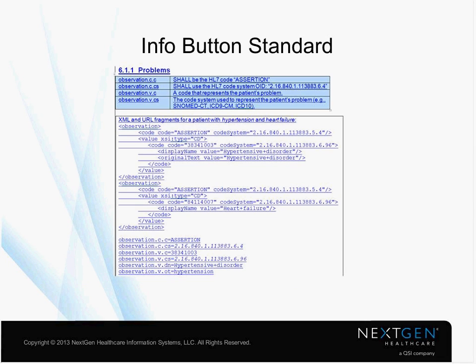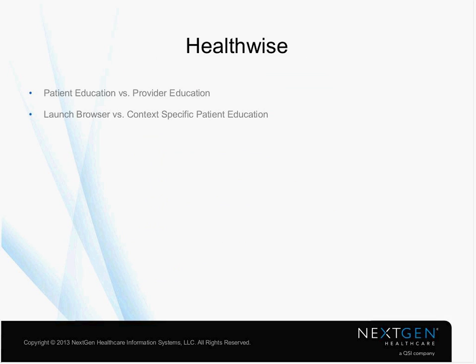We'll see this working here. Here's the info button standard for you HL7 gurus. You can see exactly what's going on here. It's basically inserting specific data for hypertensive disorder and heart failure, and just pulling in certain information based off of that data.